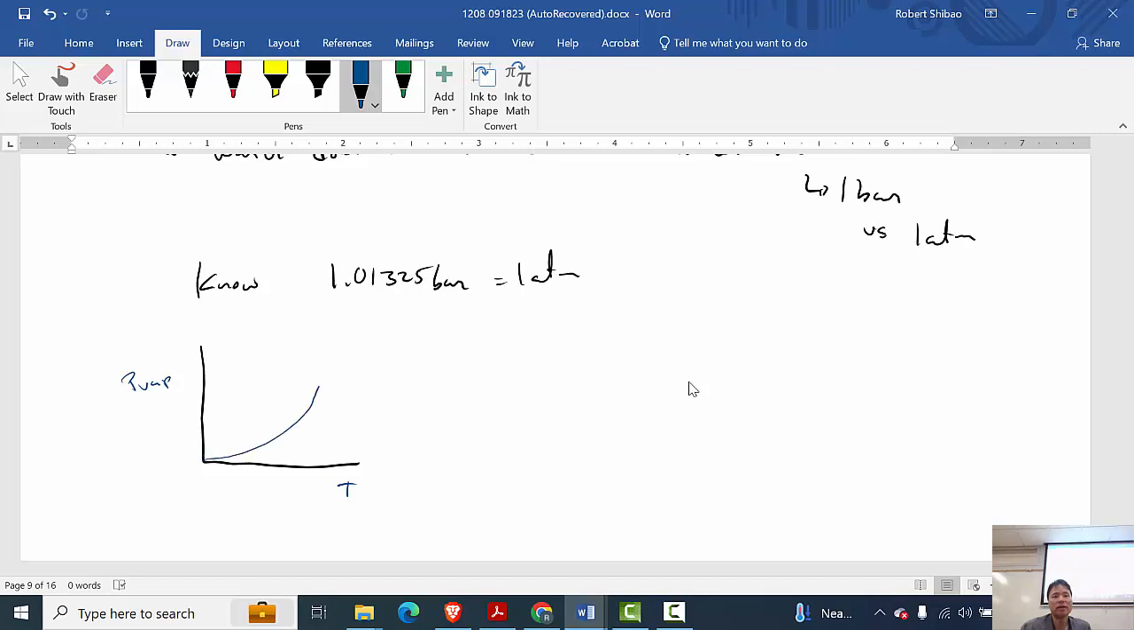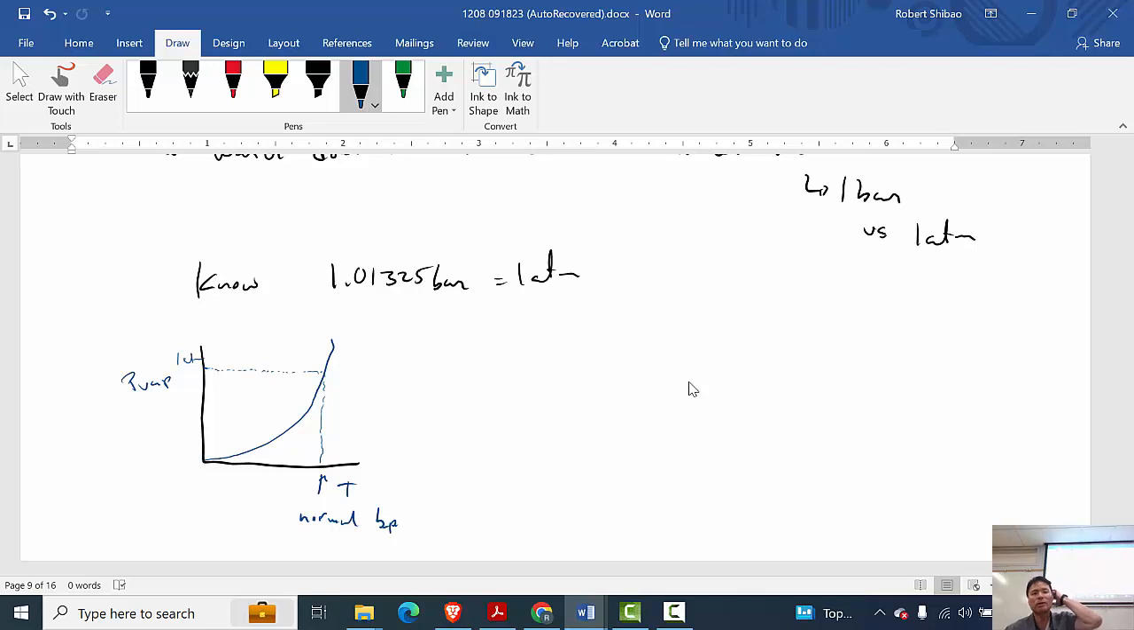It was the curved line. And then we had something called the normal boiling point. The normal boiling point was when the vapor pressure was equal to what pressure? 1 atmosphere. When the vapor pressure was equal to 1 atmosphere, then we had the normal boiling point, because this was the boiling point under normal pressure being 1 atmosphere.